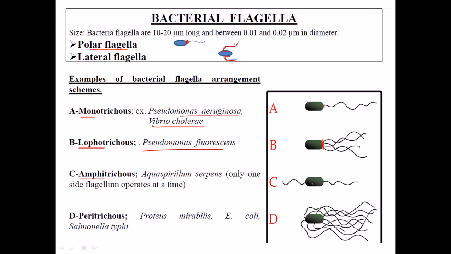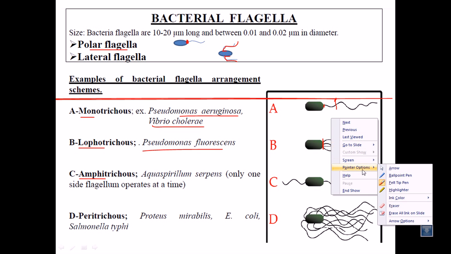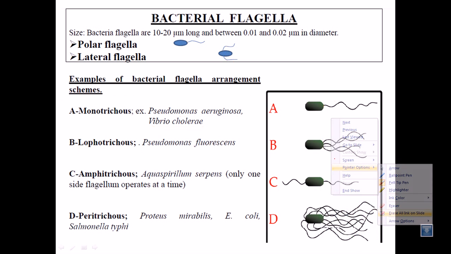The example of this kind of bacterium is Aquaspirillum serpens. In this case only one side's flagellum operates at a time. There is a question: as we know, the flagella help the bacteria to move around. If the flagellum is tumbling in an up and down direction like this, so let me erase the color. So this is the problem actually.